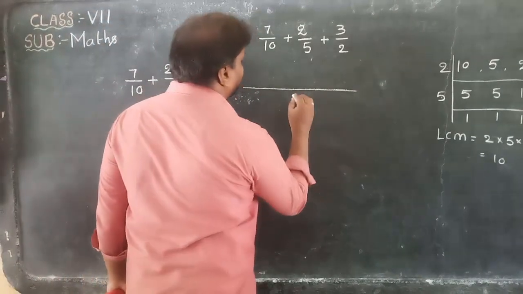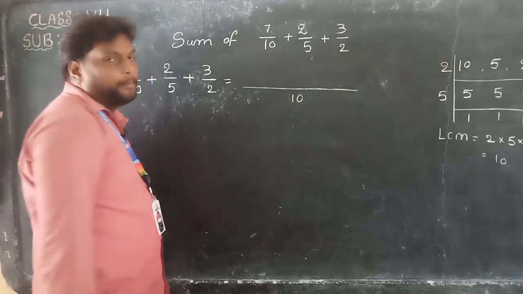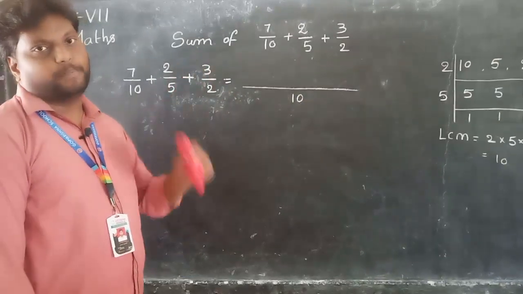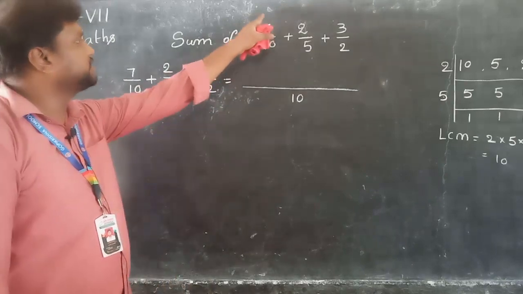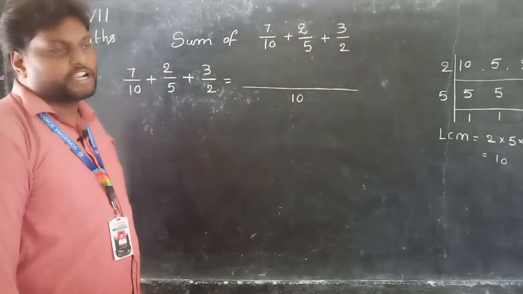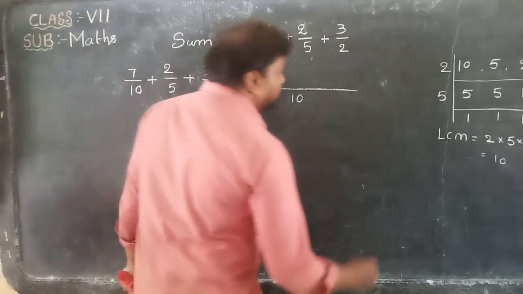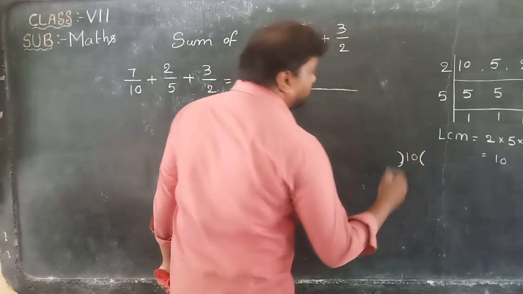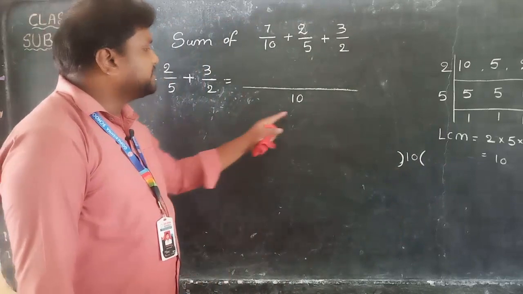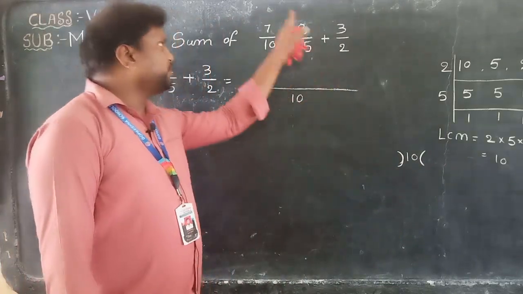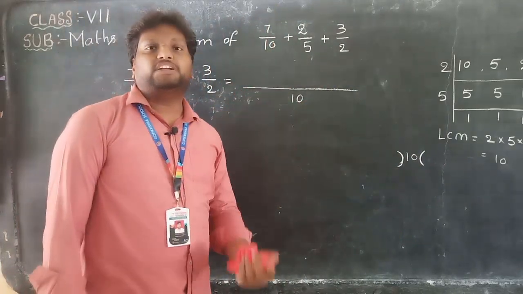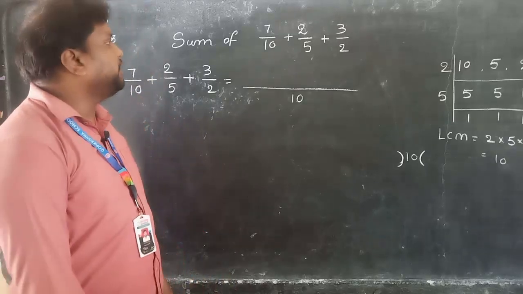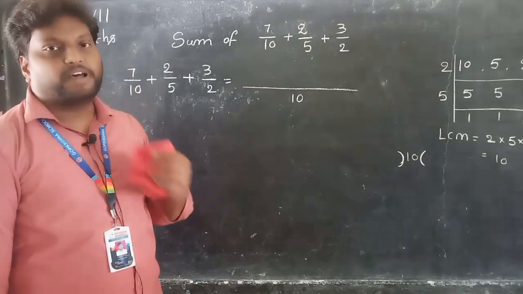The common denominator is 10. Now take each and every fraction and operate. What is the first fraction? 7 by 10 is the first fraction. The LCM value is 10. Listen carefully. In each fraction, divide the LCM by the denominator, and multiply by the numerator.